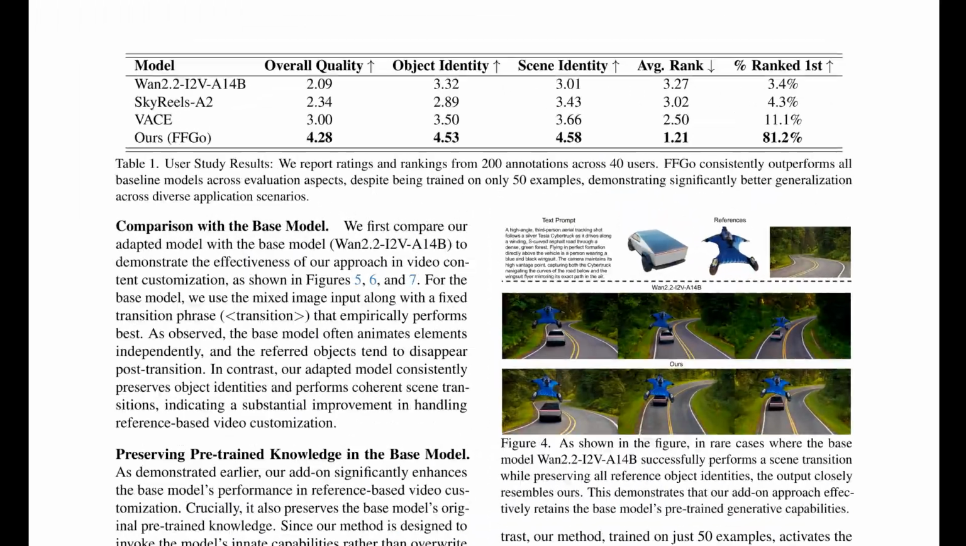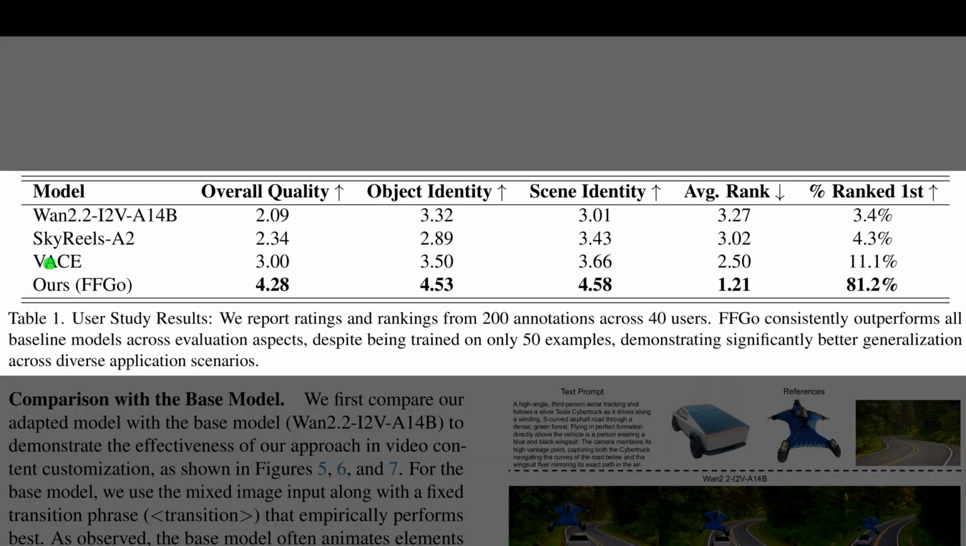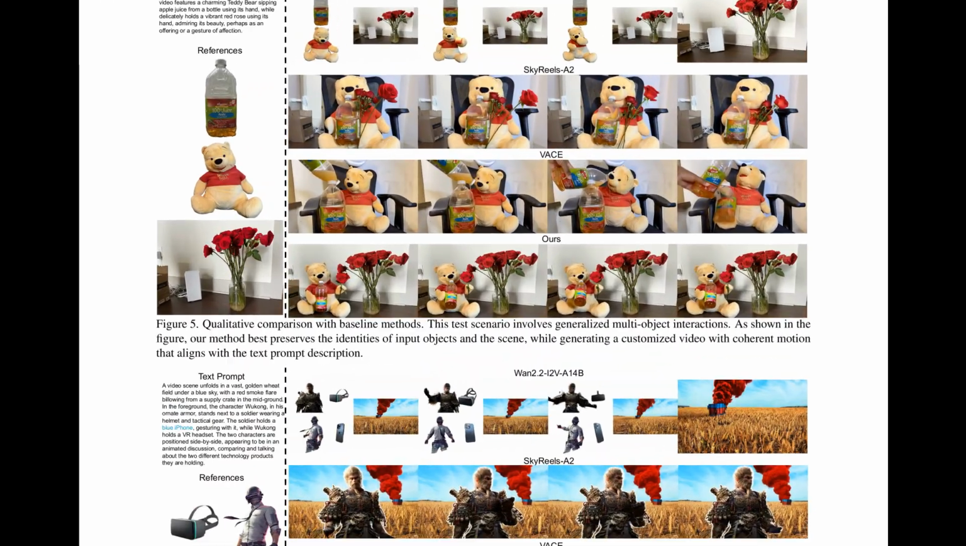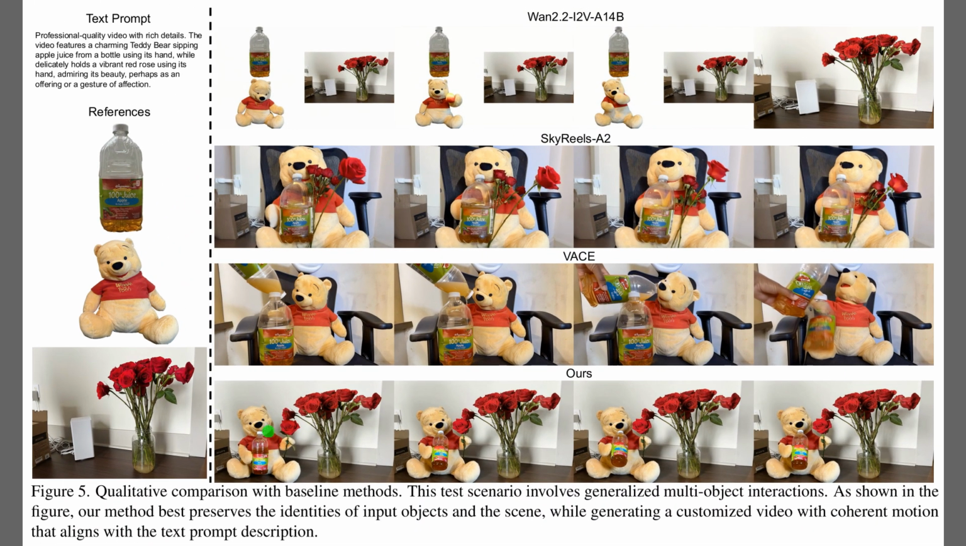So while Figure 3 laid out the pipeline, Table 1 reports user study ratings comparing FFGo to 3 WAN-based video customization models. Users scored our method highest in overall quality, with a rating of about 4.3 out of 5. Object identity and scene identity are also strongest for this method, both close to 4.6, which indicates very faithful appearance and background preservation. The average rank is roughly 1.2, which means it is usually chosen over competitors. Most strikingly, about 81% of all comparisons rank this approach first, showing that human viewers clearly prefer the customized videos it generates.